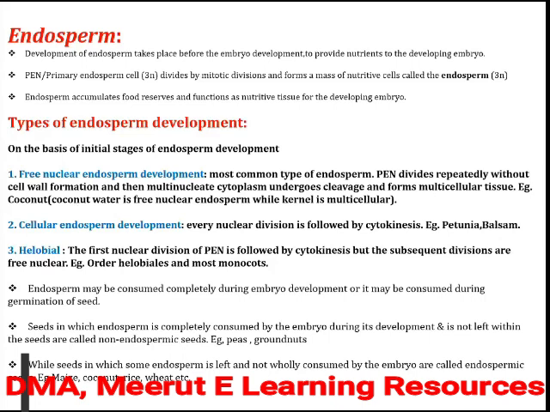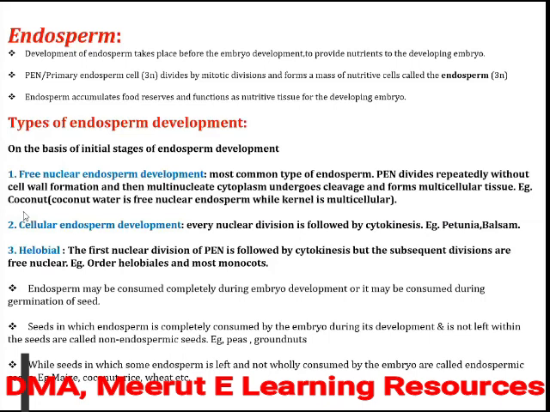The water that we take from coconut is free nuclear endosperm, and it is highly nutritive. It is recommended by doctors during dehydration. Why? Because its osmolarity is the same as that of blood plasma. Got it? And what is the white kernel of the coconut that we cut and eat? That is multicellular endosperm. Before that, it was free nuclear endosperm. Later on, cell division resulted in the formation of the kernel of the coconut, which is multicellular.